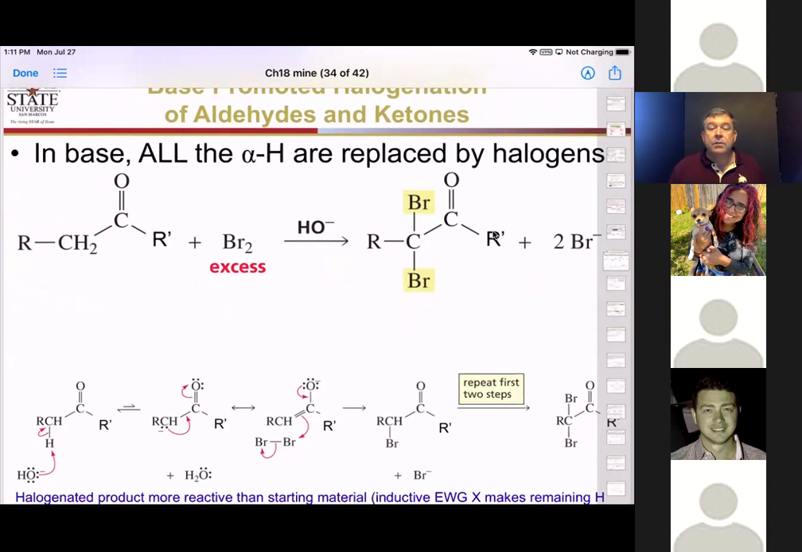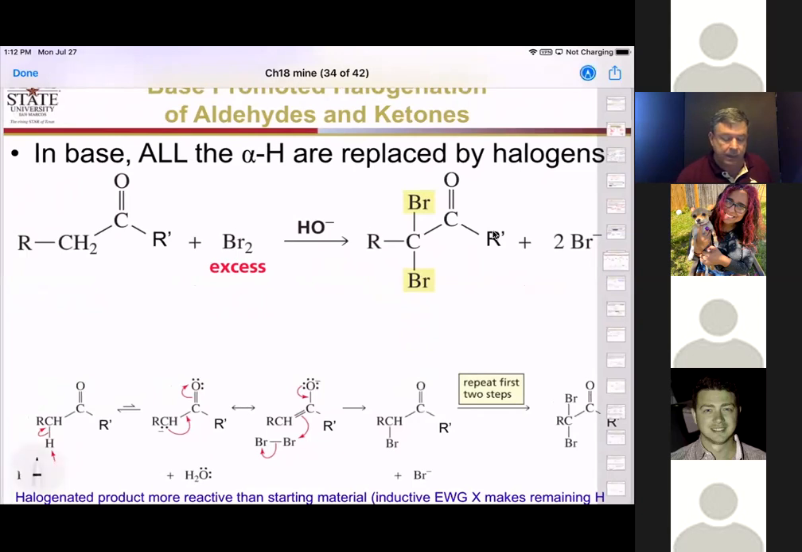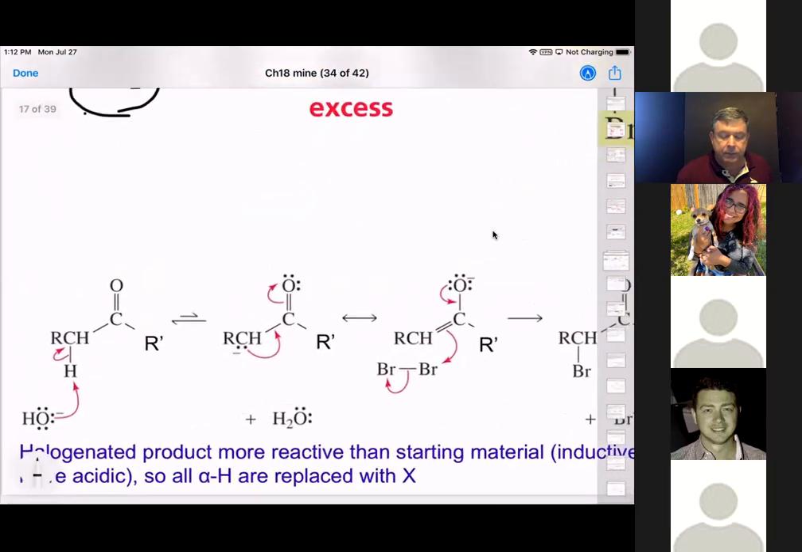Okay. Part of the reason for that is that as long as there's an alpha hydrogen for the base to pull off, you're going to keep generating that anion, and that anion can then keep forming a double bond, which can keep reacting. Okay, so let's blow up the mechanism down here below.